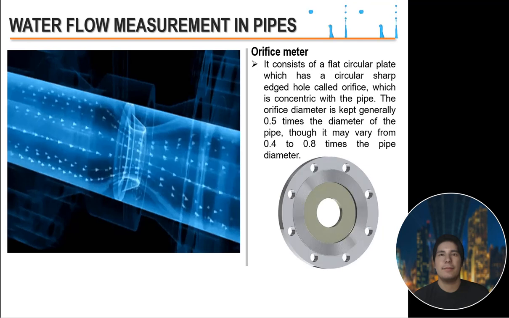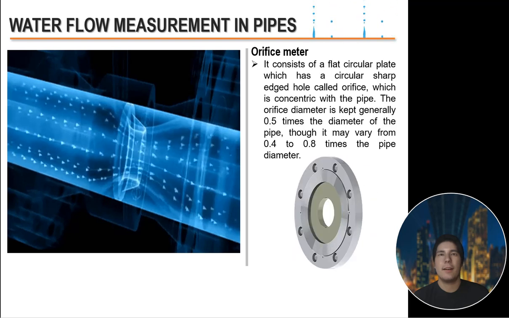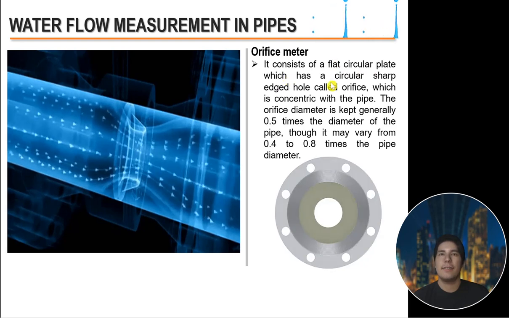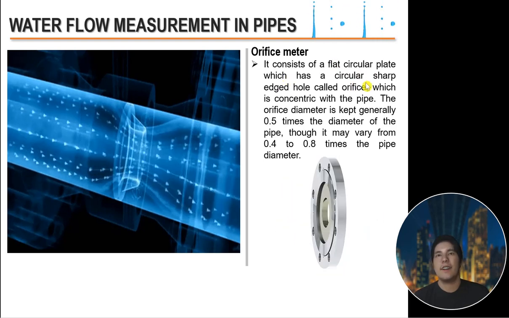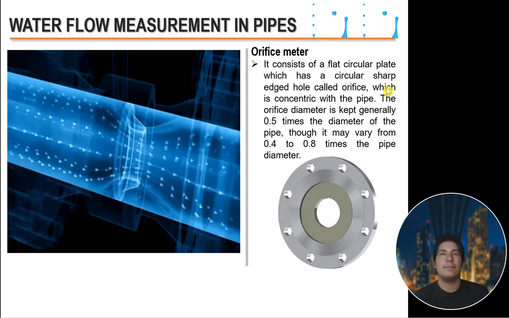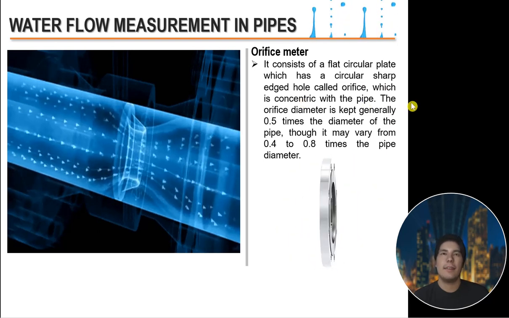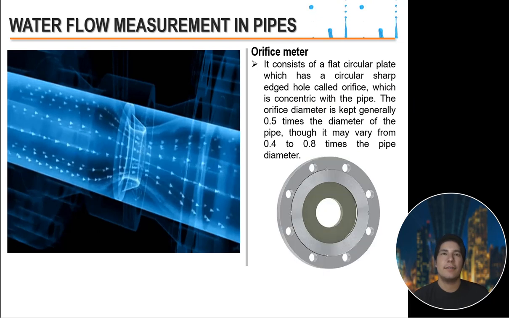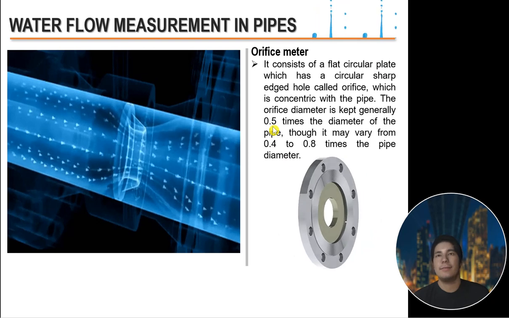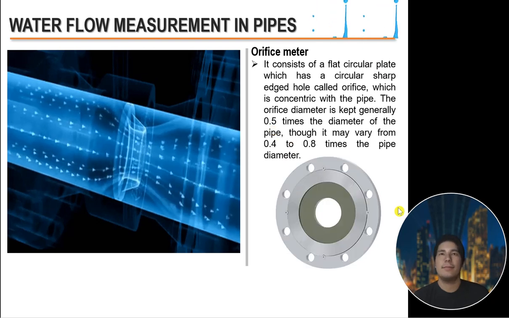So, you can see that here. The orifice meter consists of a flat circular plate which has a circular sharp edge hole called the orifice. So, this is it, you can see that. It is concentric with the pipe. The orifice diameter is kept generally 0.5 times the diameter of the pipe, though it may vary from 0.4 to 0.8 times the pipe diameter.